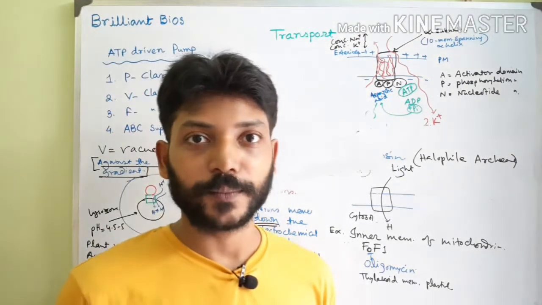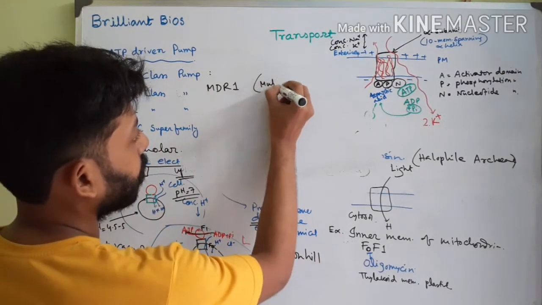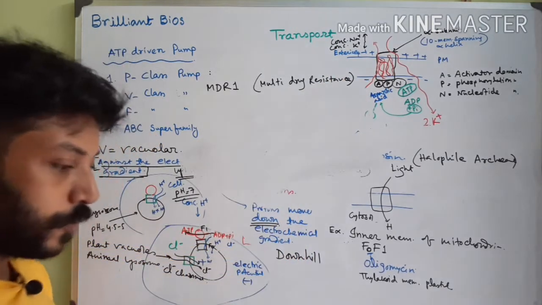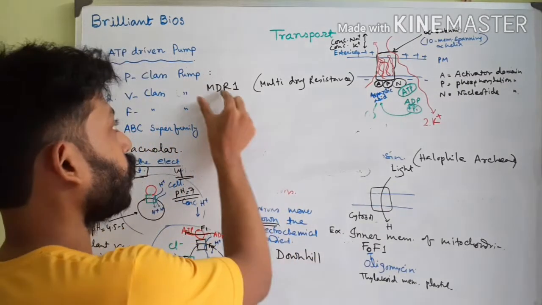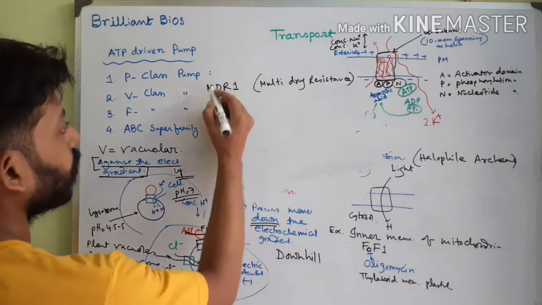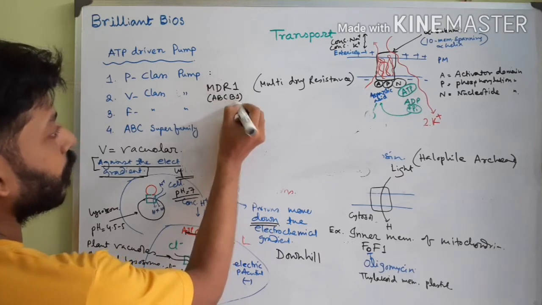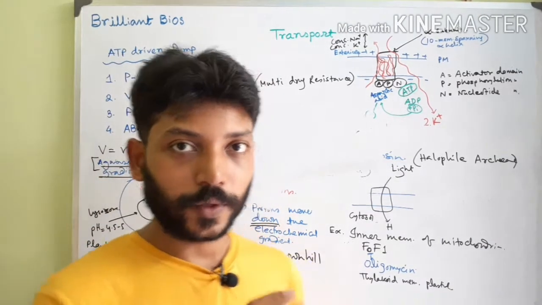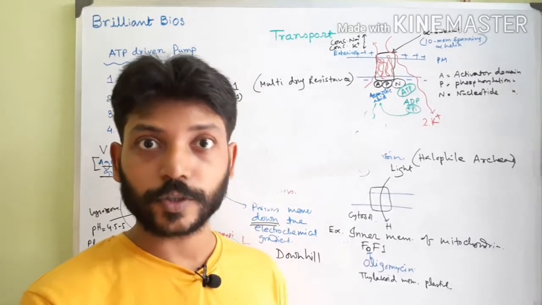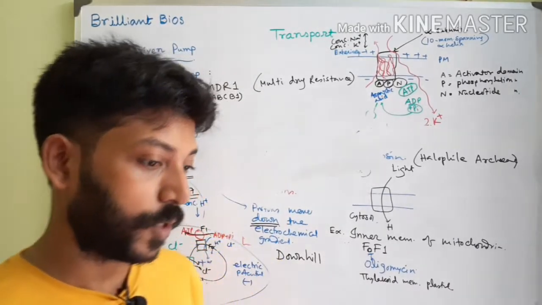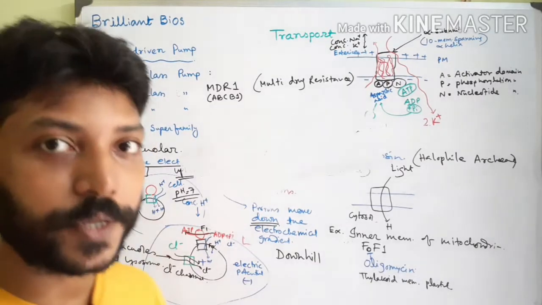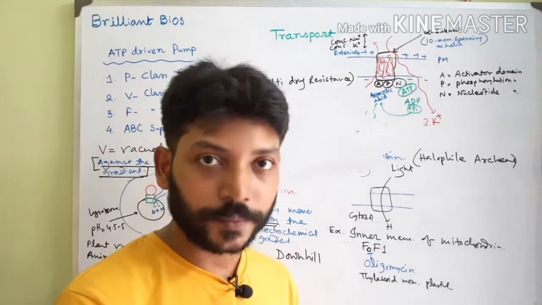The name MDR means multi drug resistance. What happens in some cells, it has been found, when a cell starts to express a high amount of this MDR1, which is also known as ABCB1, they actually release the drug that enters into the cell, so the cell will not be killed. Like chemotherapeutic drug, when someone is treated with chemotherapeutic drug, if the tumor cells express a high amount of MDR1, then the chemotherapeutic drug can be excluded out from the cell.